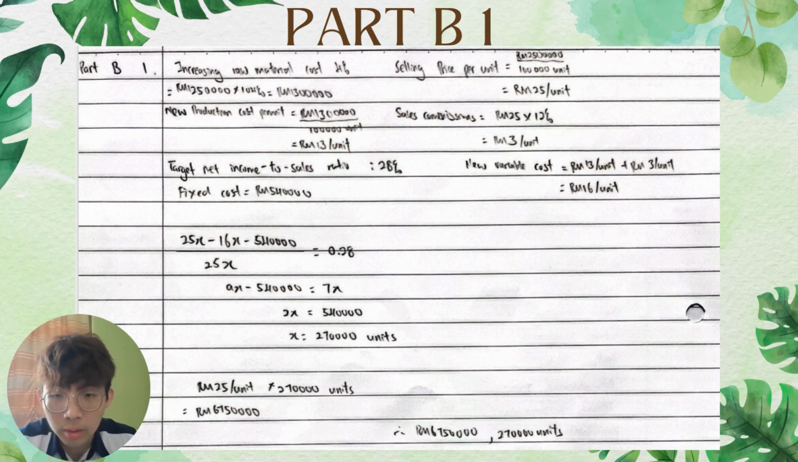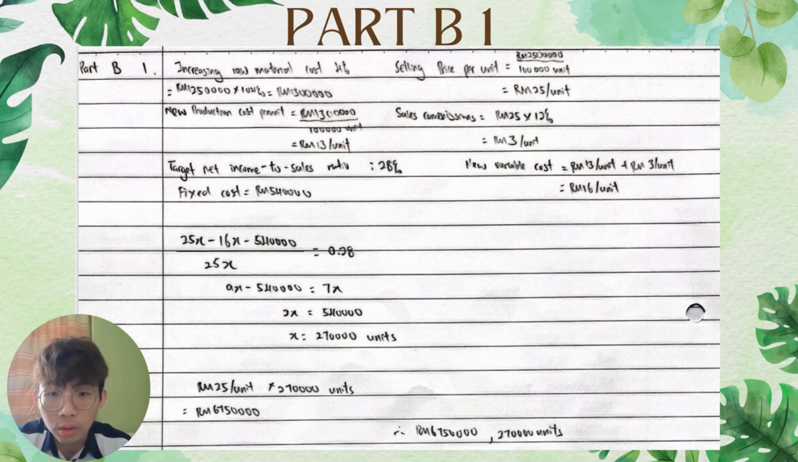Then we need to find how many products need to be produced to achieve the 28% net income to sales ratio. So we just substitute it in here: 25x, where x is the quantity, minus 16x, minus the fixed cost 540,000, divided by 25x equals 0.28. 0.28 is the targeted net income to sales ratio, 28%.